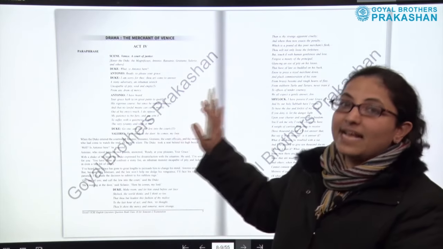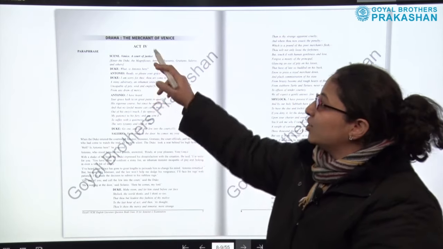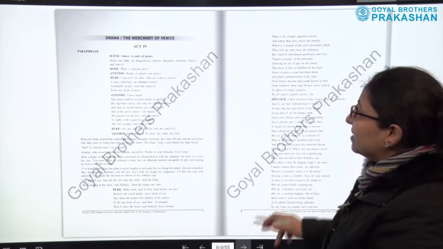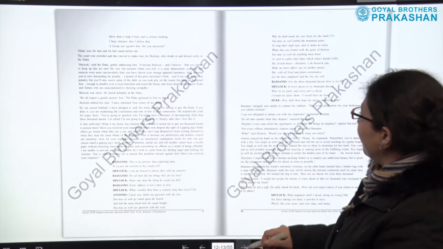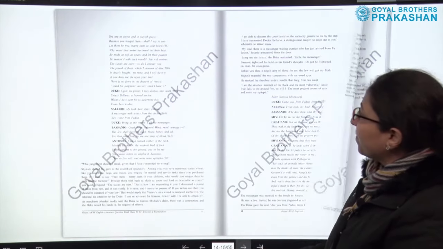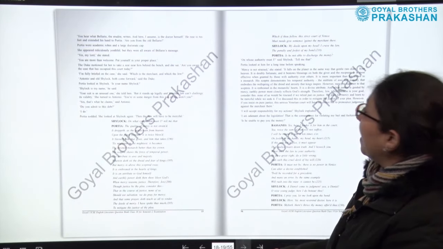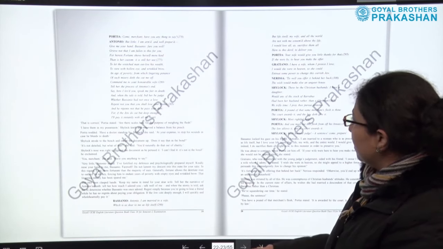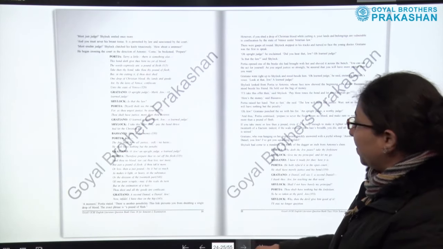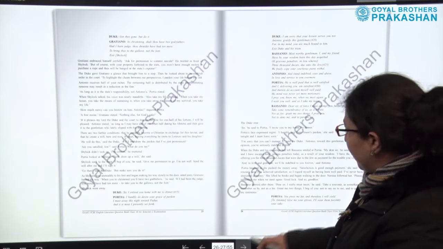This is section A, the first subsection, which is the drama section. You can see the drama section is there, and the paraphrase is there. This is all the paraphrase of the drama section. You can see the paraphrase of the drama. It is all continuing. Everything is written.